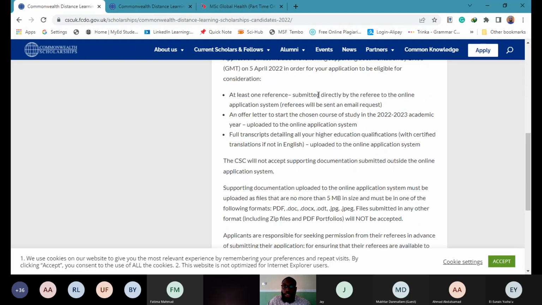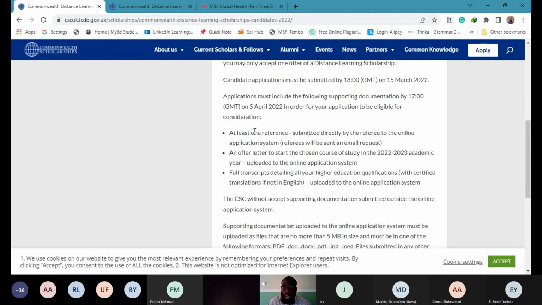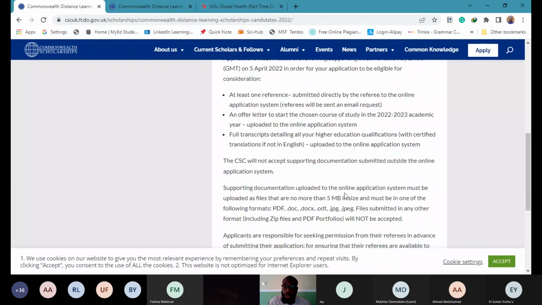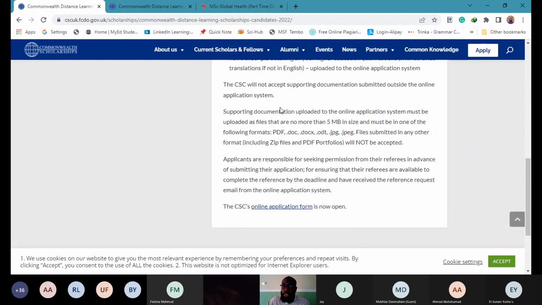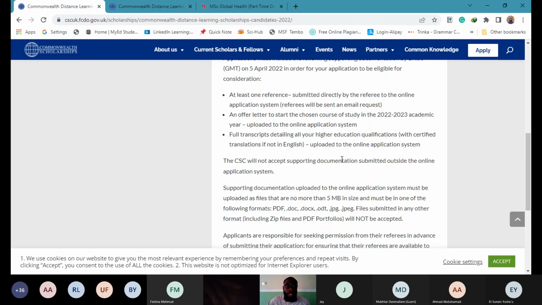You can see, for you to apply, you must get at least one reference. And then we have an offer letter and the full transcript. So you can apply and leave it in full, but once it reaches April, if your documents are not complete, you will not be considered. They also talk about the size and guidance. Please, sometimes in Nigeria we don't look at these. So please try as much as possible to respect the criteria, or what they are asking you to do. It's very important because you can upload the wrong document and it will not work.